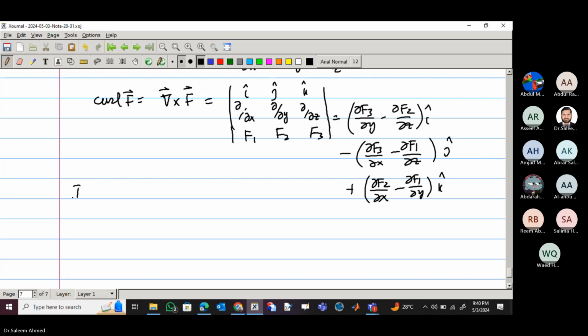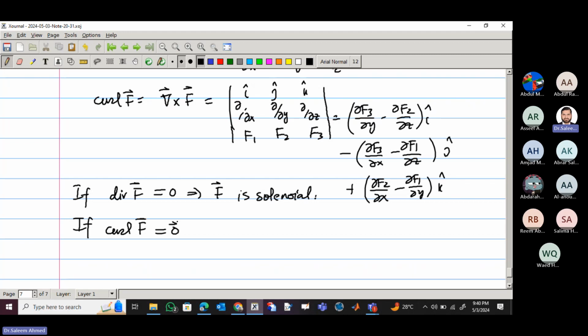Now, if divergence of f comes out to be 0, we call f solenoidal. Solenoidal, that's the name of f. And if you find the curl of f and this comes out to be a 0 vector, we call f irrotational. F is irrotational. So I may ask you to find the divergence of f and curl of f.